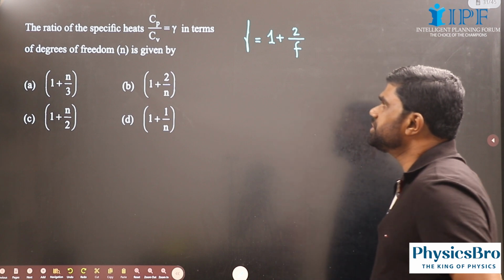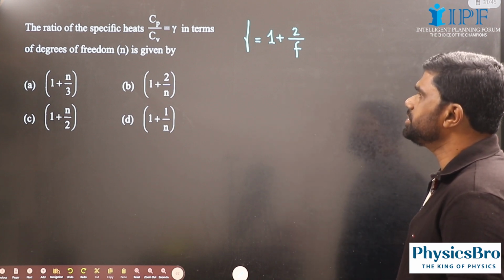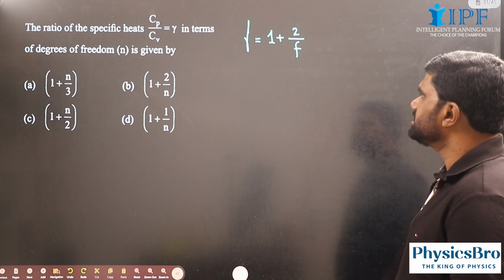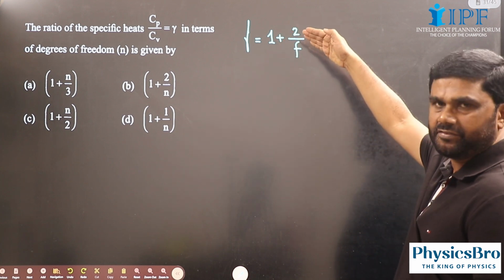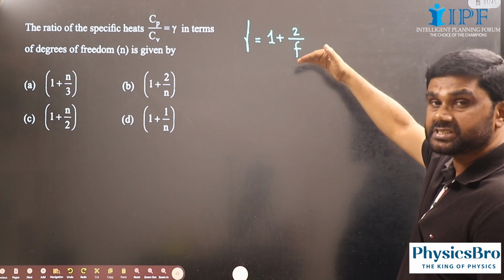Now the ratio of the specific heats Cp by Cv, gamma, in terms of the degrees of freedom n. Okay, see gamma is 1 plus 2 by f. Here it is given that the number of degrees of freedom f is represented by n.